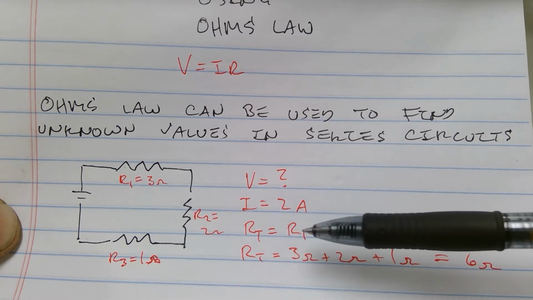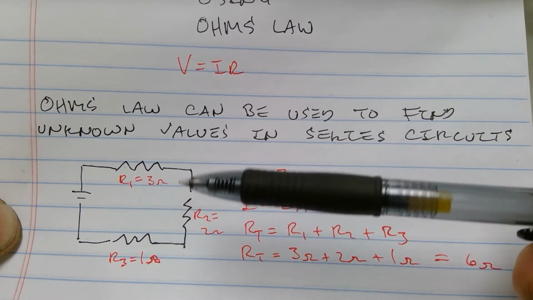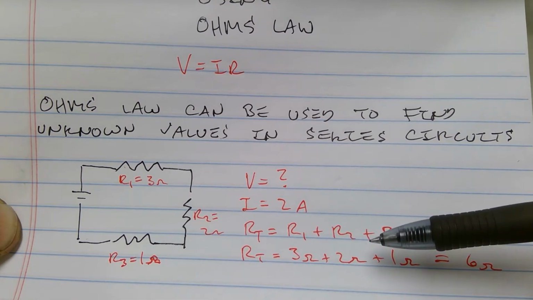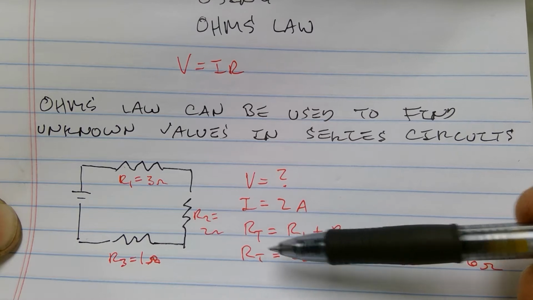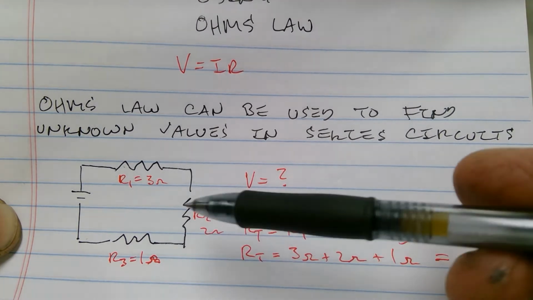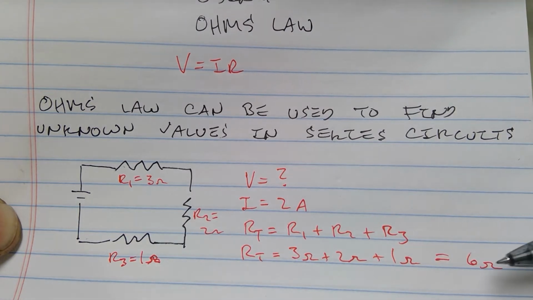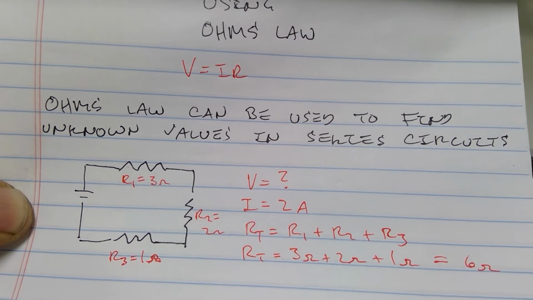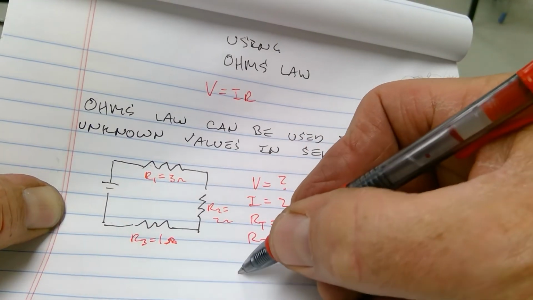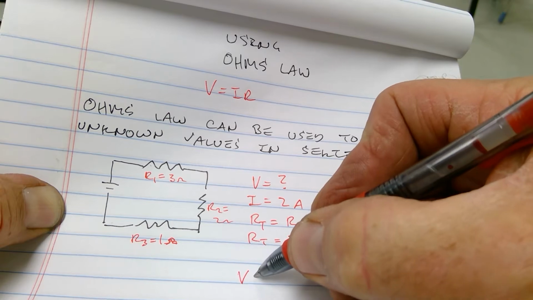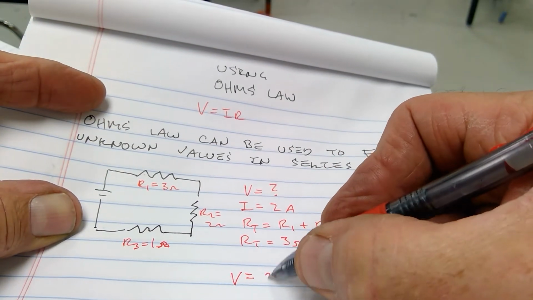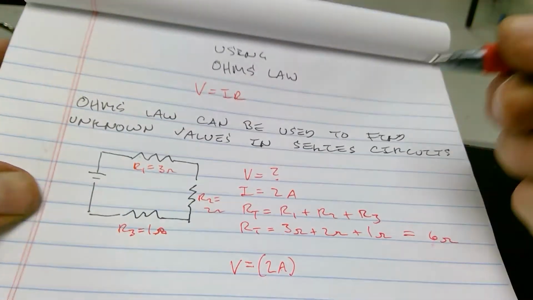So now I'm going to use that whole what is the total resistance in a series circuit formula, which is R1 plus R2 plus R3 in this case. RT equals 3 ohms plus 2 ohms plus 1 ohm. And I end up with 6 ohms. Now I just plug those numbers in, all right? I don't know V. That's my unknown. So I do know 2 amps. That's my I. So I'm going to put 2 amps here.